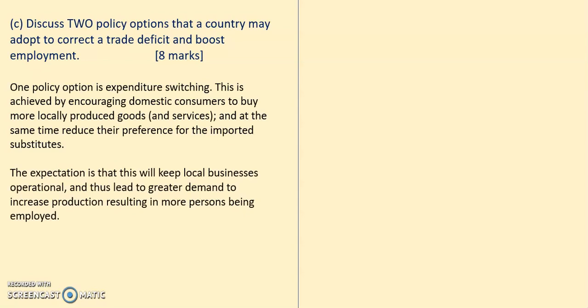So let's see. One policy option is expenditure switching. This is achieved by encouraging domestic consumers to buy more locally produced goods and services, and at the same time reduce their preference for the imported substitutes, right? Because in the Caribbean we feel that everything from outside is better, but they're asking you to buy the locally produced goods. Why? Because this will keep the local businesses operational, right? Keep them open, and if they're open, it may lead to greater demand and increased production, which will mean that more people will get jobs. All right, so that's one policy you could pursue.